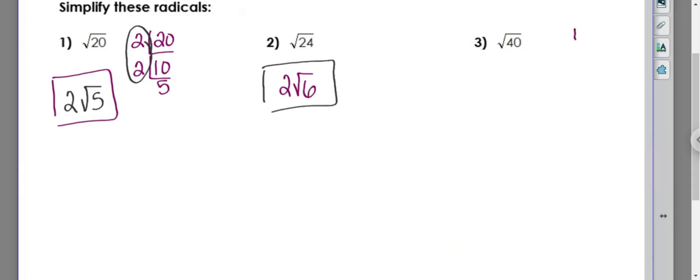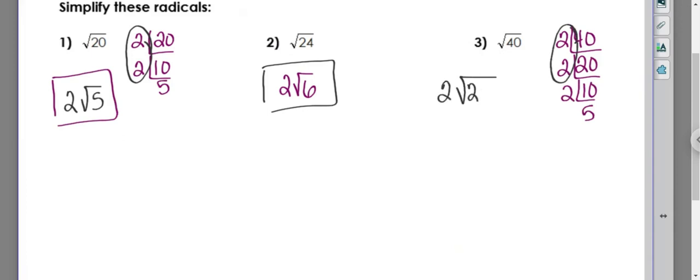40. Divide that by 2, then we're down to the 20. Still, we only have a pair of 2s. Underneath, we have 2 times 5 left. So that's 2 root 10.